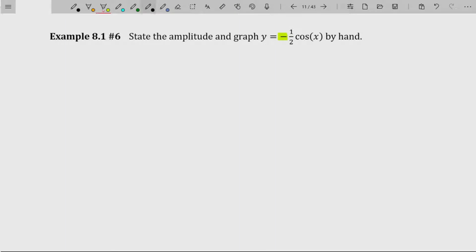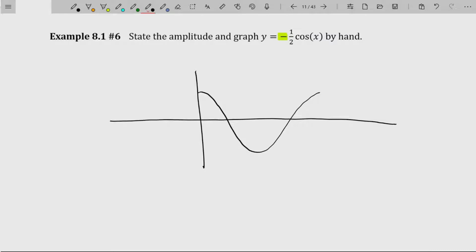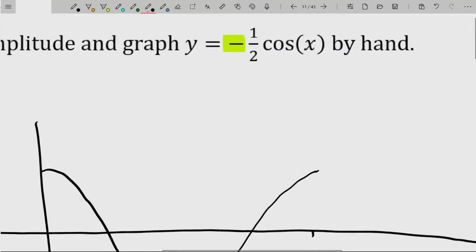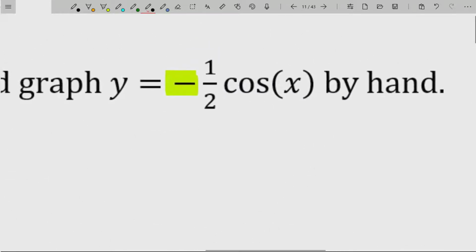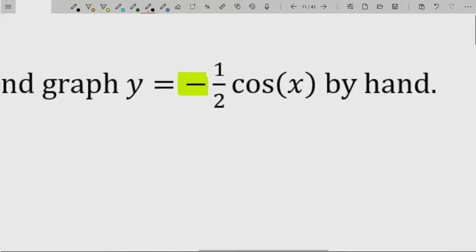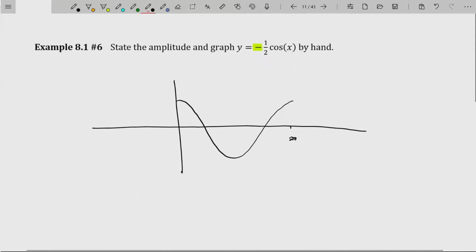So normally, this is how I would start this conversation. I'd say, well, the cosine curve looks like this. Notice I just quickly jot it down, right? But we aren't dealing with the normal cosine curve. We're dealing with the opposite of it. So we have to flip that upside down.